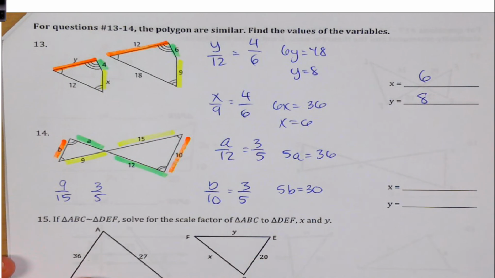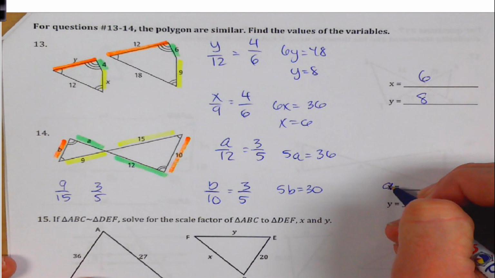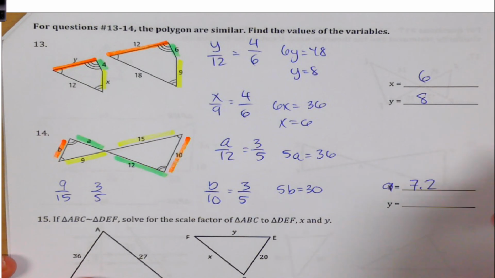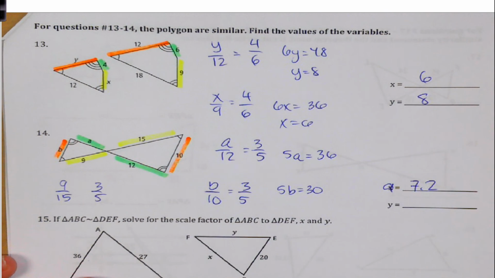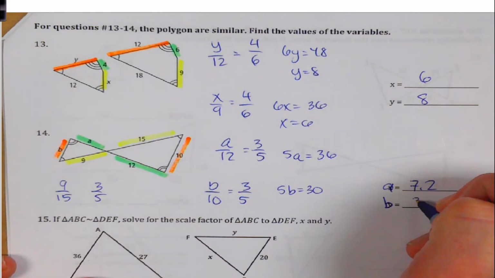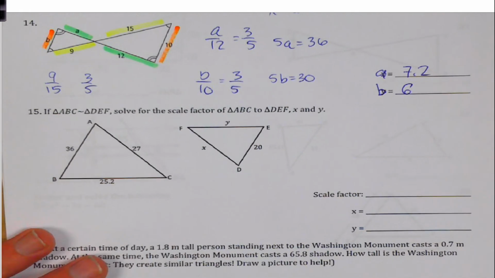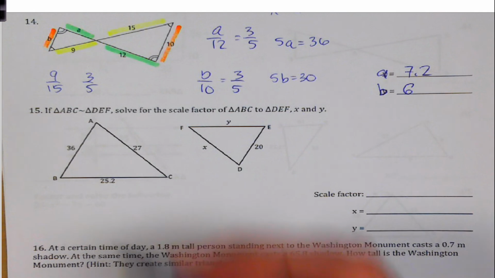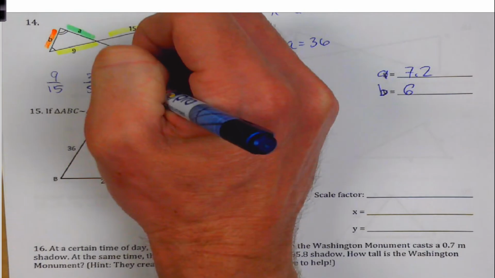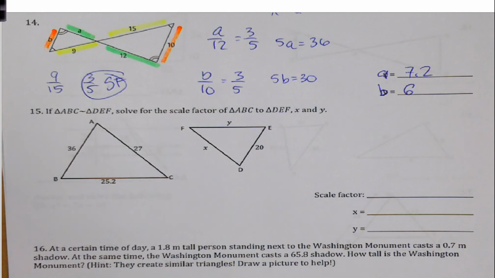So 36 and 5 don't go in evenly, but we do end up with a, I guess this is a, is 7.2. And then that one does go in evenly 6 times, and we'll call this b is 6. And here we're doing the same thing. I actually found the scale factor up here as 3 over 5. So you just find one side that you have both numbers for and you can simplify it. So that's kind of what we have to do in this one.